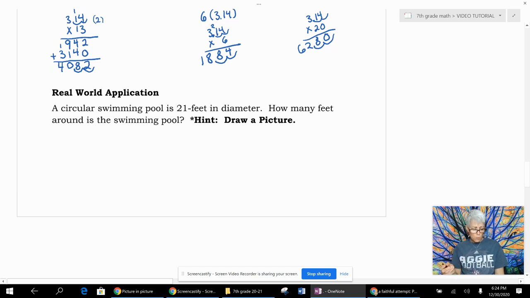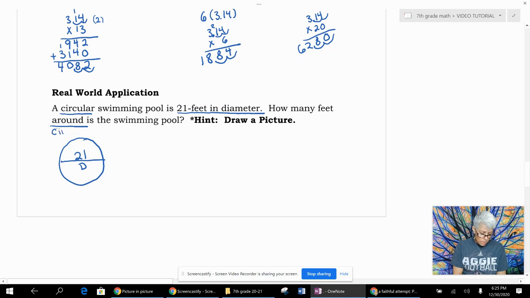Draw a picture. So what it says here is that you have a circular swimming pool, a circular one. That means it is a circle. And then they tell you that the pool has a diameter of 21. This is the diameter. Is that looking like what we've been practicing up above? Now it looks like something I can work with. How many feet around? Okay, around, remember that is the circumference. So when it's around, it is a circumference problem.